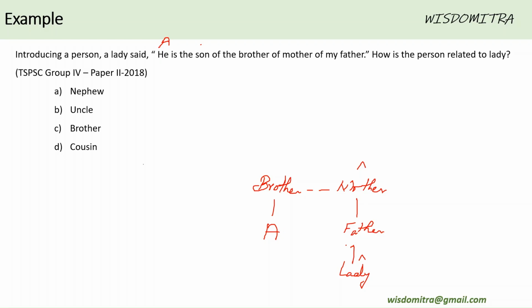So, how is this particular person related to the lady? Obviously, this particular person is one generation below her grandma, and this lady is three generations below her grandma. That means this particular person is the uncle of this lady. So, I'll go with this answer, B.